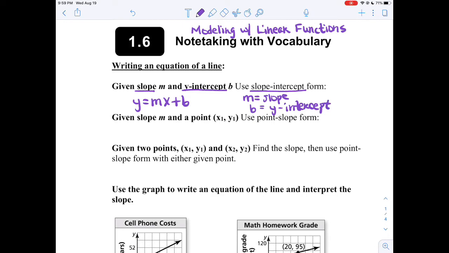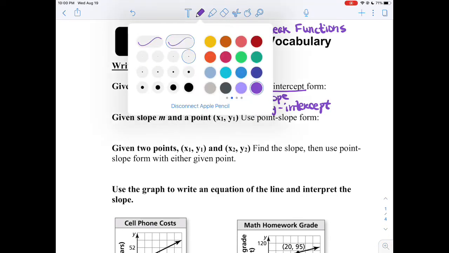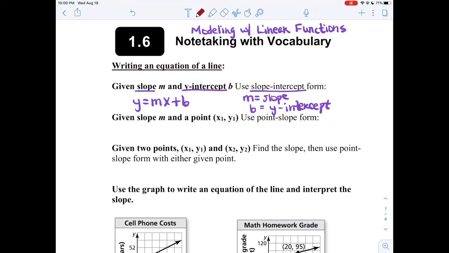But maybe we aren't given the y-intercept. Instead, we have a specific point on the line as well as the slope. We'll call that point x1, y1, and it's just any point that lies on the line. And if we have that information, we can use point slope form. Point slope form of a line, if you'll recall, is y minus y1 is equal to our slope m times x minus x1, where x1 and y1 are that specific point.